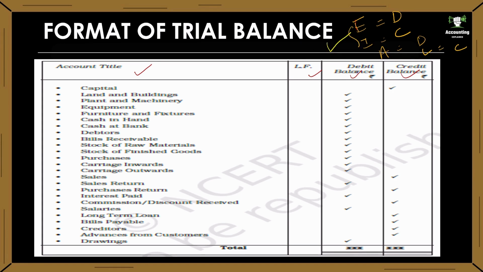You have to remember this along with the golden rule of accounting. At the top, you can see the link of the shorts which I have uploaded for the golden rule of accounting. Please go through that. Okay. Now, let's see the format one by one, each account type.